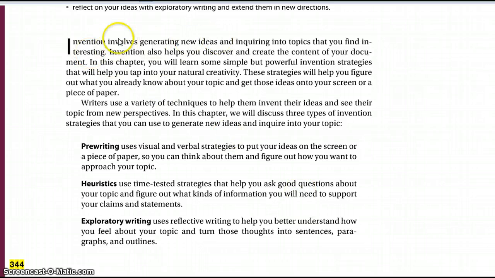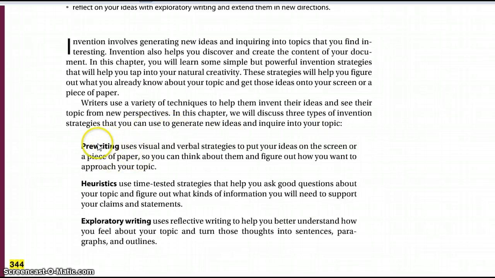Chapter 14 defines invention. A lot of students would prefer to call it a writing plan, and that's fine with me. It's like a writing plan. Some people call it pre-writing. In this course, I just use what the book talks about, and the book uses invention here. So it's basically using a variety of techniques to get your thoughts together.